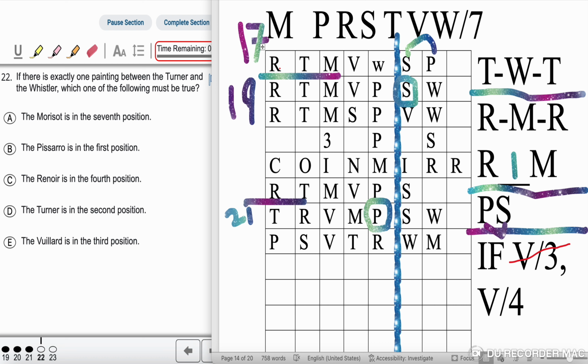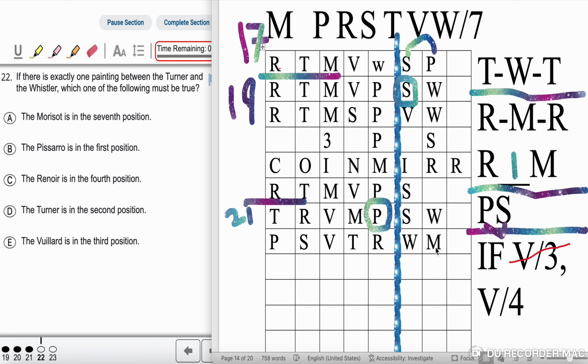Question 22. If there's one painting between T and W, which one of the following must be true? So this one's a must be true question. I'm going to create a world where there's one painting between T and W, which you see right here with the R in between it. And right now, let's just go through the choices. M's in the 7th position. That is what you see could be true.